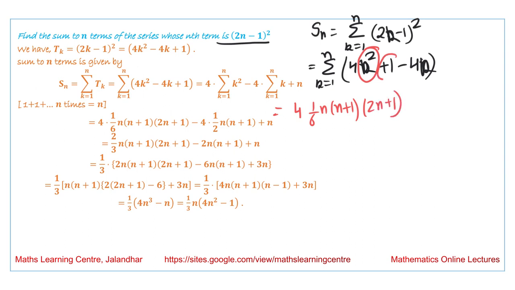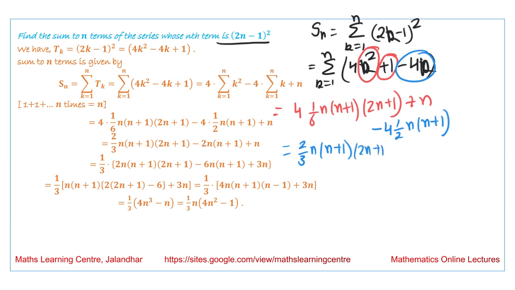Then we are adding this one n times, the answer we have is n, and then it is minus 4 sigma k, so it is minus 4 times 1 by 2 n into n plus 1. So on solving this, the answer we are getting is 2 by 3 n into n plus 1 into 2n plus 1, then minus 2n into n plus 1, and last it is plus n.